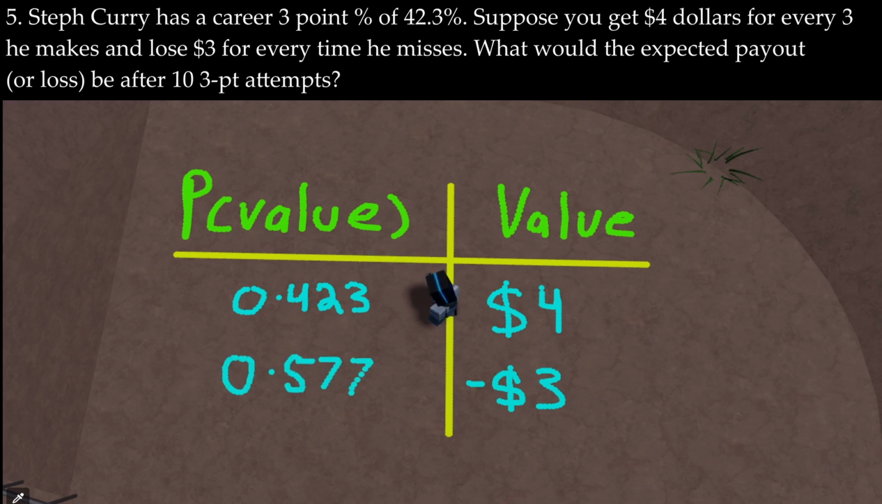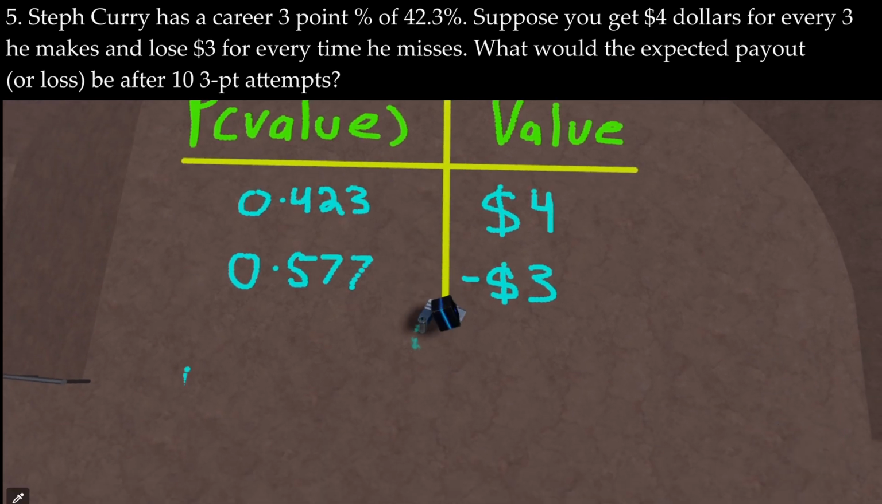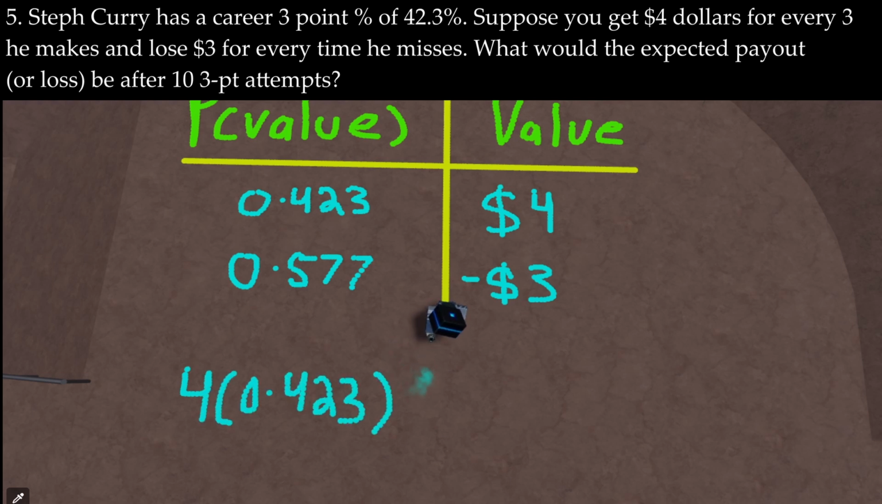0.577. And now we can multiply the values by the probabilities and then add that up to see the expected payout for one shot or expected loss. So let's do that. First we do $4 times 0.423, and then plus minus $3 for every loss, every basket that Steph doesn't make, times 0.577.